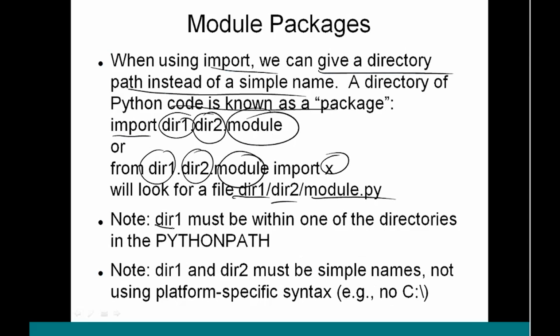And one thing is directory1 must be within one of the directories in the Python path. So the Python path is important, similar to what we saw in regular import of modules. The other thing is directory1 and directory2 should be simple names, not platform specific syntax, that is C:/ or backslash or whatever.